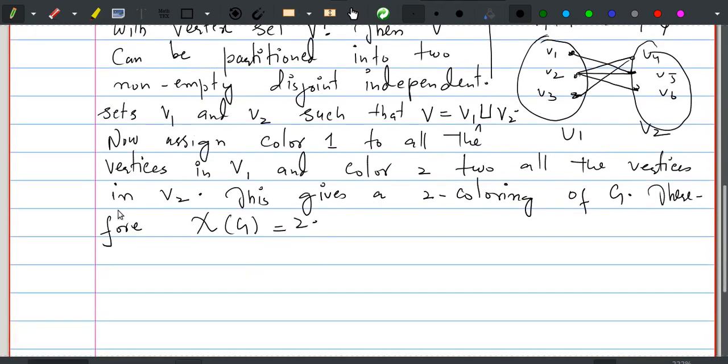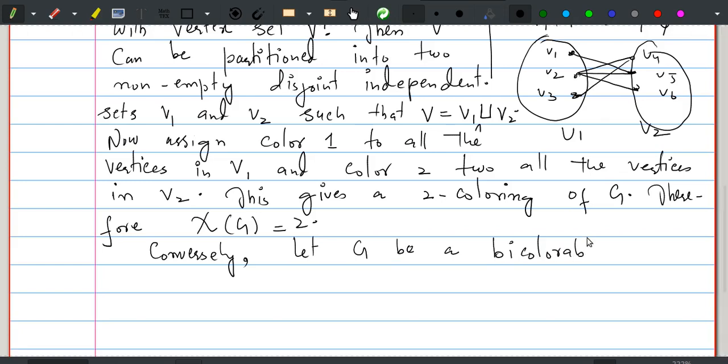Now let us prove the other direction. So conversely, let us consider G to be bicolorable. Let G be bicolorable. That is, G has a two coloring.